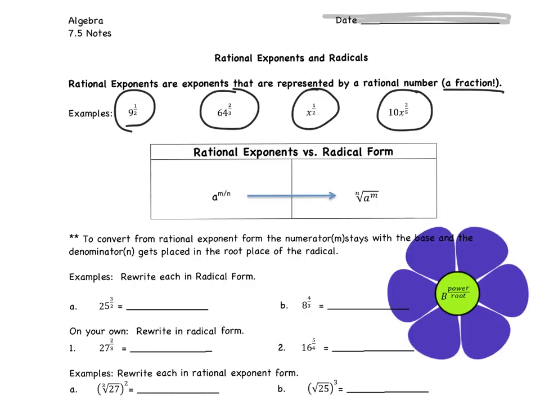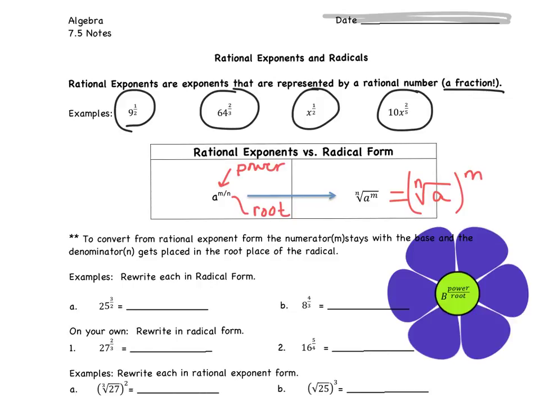When we're working with radicals and rational exponents in radical form, they're interchangeable. So we've got a to the m over n power. We can rewrite that as the nth root of a to the m. So this m on top becomes the power, and the n on the bottom becomes the root. We can also write this as the nth root of a, to the mth power in parentheses.